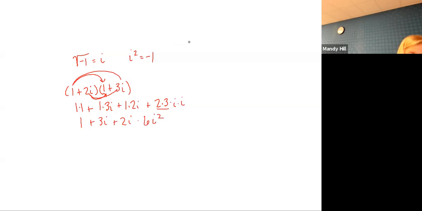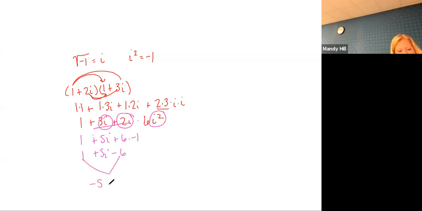Well, we know something about i squared. i squared is -1. So we can start putting these together. We got a 2i and a 3i, so those could go together and be 5i. And then this really means 6 times -1, which is -6. So now these can go together. 1 minus 6 is -5 plus 5i. It would also be the same if you said 5i minus 5. These two things mean the same thing.